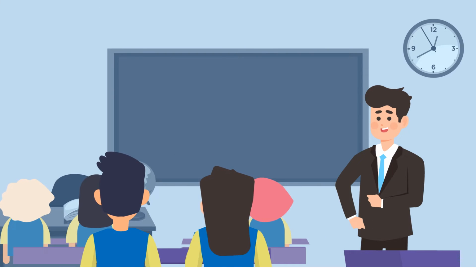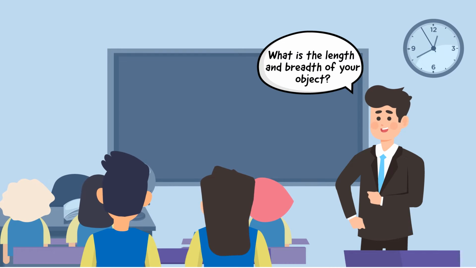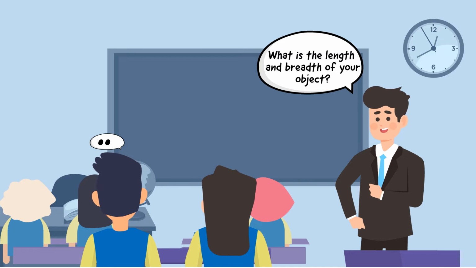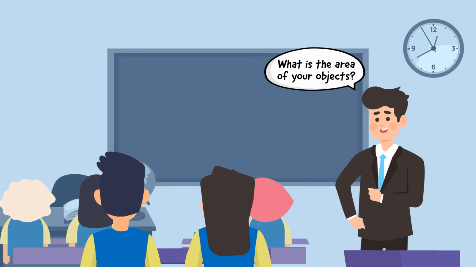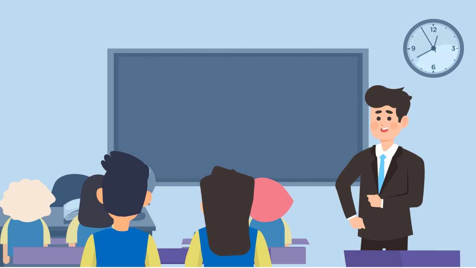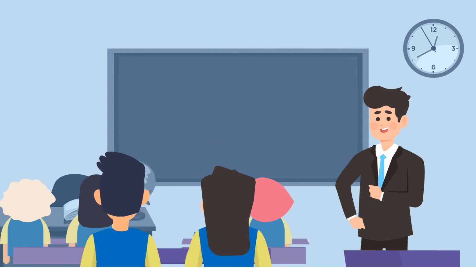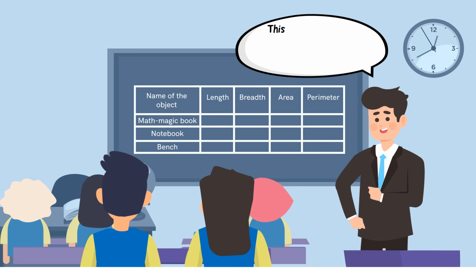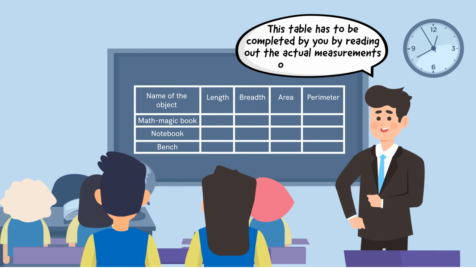Based on the activity conducted, ask the students, what is the length and breadth of your object? Let the students respond. Next, ask, what is the area of the object? Accept all the possible responses. Following the responses, ask the students, what is the perimeter of the object? Let the students respond. As the students are responding, make a table on the board as shown. This table has to be completed by students by reading out the actual measurements of the objects.